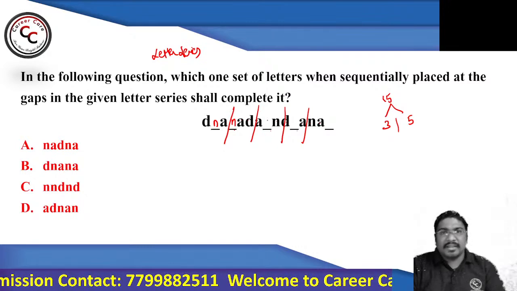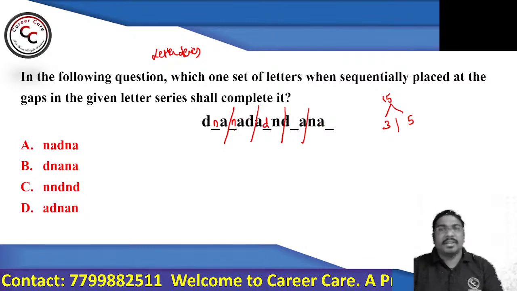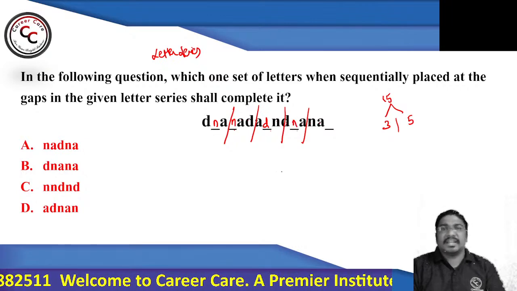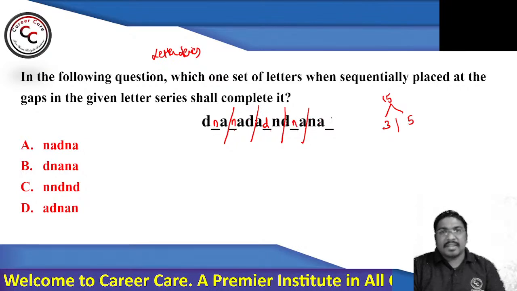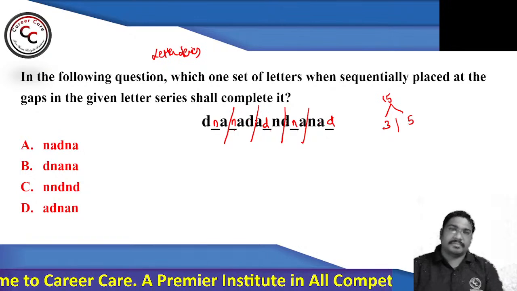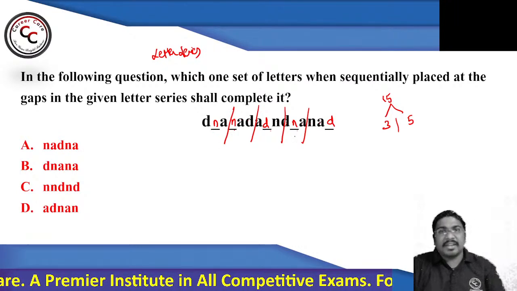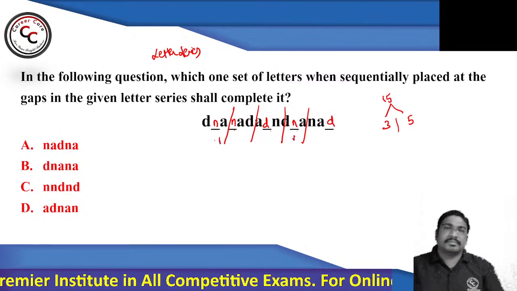Similarly, here A, N is there, D is not there. So you can put D. Similarly, here D and A is present, you can put A, D and A. Similarly, NA is there, D is missing, you can put a D. Right? So specifically, if you see DNA and DNA, first and fourth.